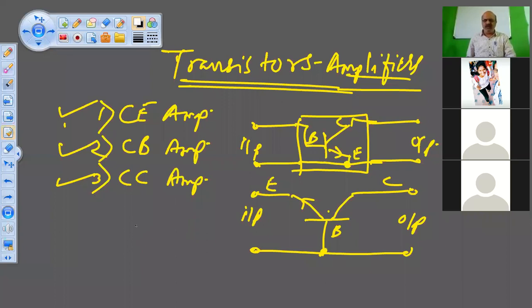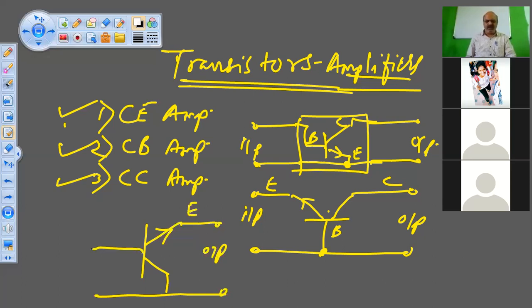And the third amplifier is the common collector amplifier. In case of the common collector amplifier, the collector is made common, and we get the output at the emitter. This is the output side. Collector is made common. This is the base side, so this is the input side. So collector is common in between the input and the output.